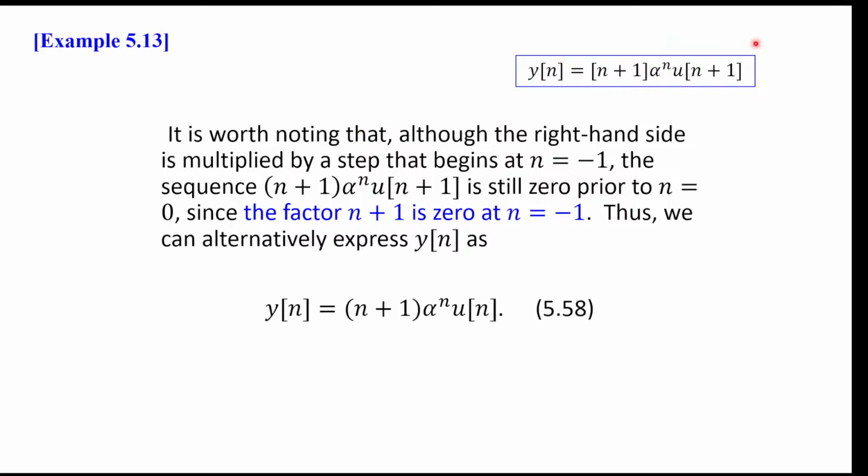you check this thing at n equal to minus 1, then you see that when n equal to minus 1, this n plus 1 term equals 0. So at n equal to minus 1, this thing actually also equals 0. So instead of saying cut off at minus 1, you can say it's cut off at 0. So y of n equals n plus 1 alpha to n u of n. And so this looks nicer. You would think about its interpretation as the signal starting at n equal to 0.